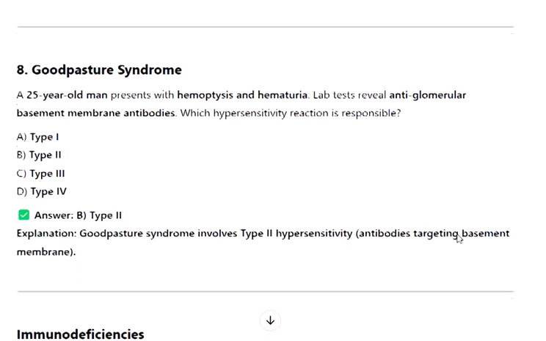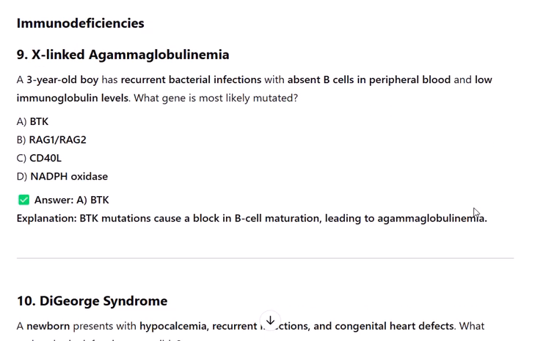Immunodeficiencies. 9. X-linked agammaglobulinemia. A 3-year-old boy has recurrent bacterial infections with absent B cells in peripheral blood and low immunoglobulin levels. What gene is most likely mutated? A. BTK, B. RAG1/RAG2, C. CD40L, D. NADPH oxidase. Answer A. BTK. Explanation: BTK mutations cause a block in B cell maturation, leading to agammaglobulinemia.